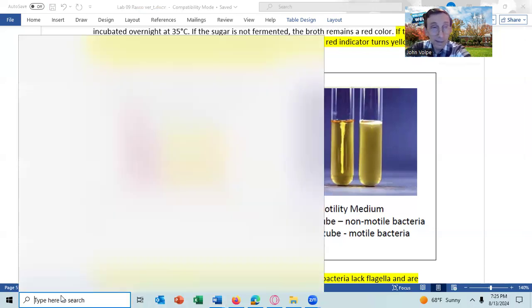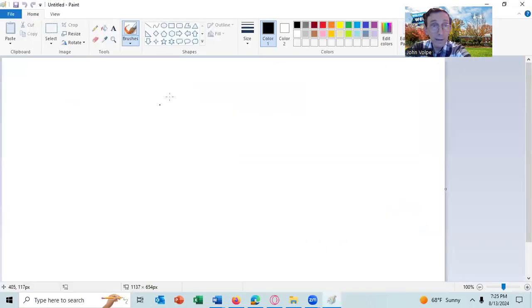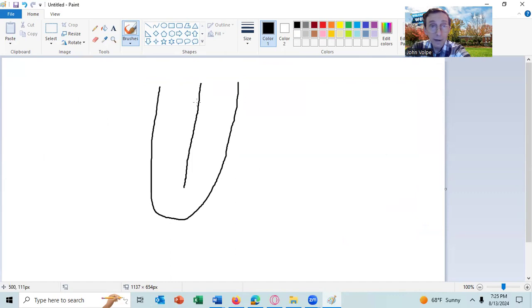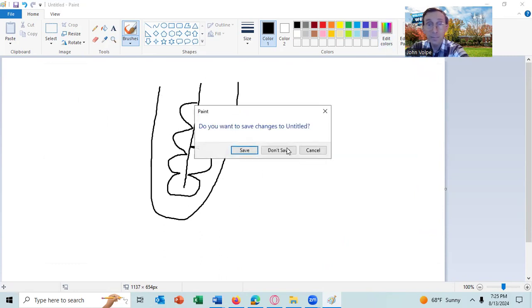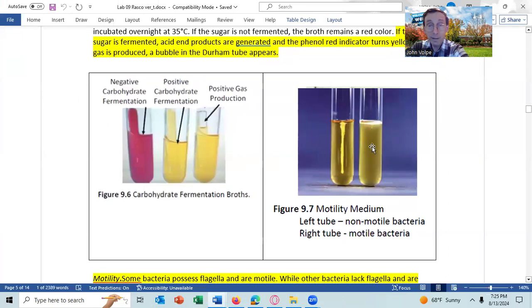If the bacteria is only slightly motile, you'll see flaring away from the stab. So here we have the stab, and the bacteria will flare out from the stab. Any question about that? So flaring of the bacteria, if it's slightly motile. If it's very motile, it'll just be cloudy everywhere. That's because the bacteria can easily swim through the semi-solid media. Remember, if bacteria are motile, they have a flagellum or flagella.